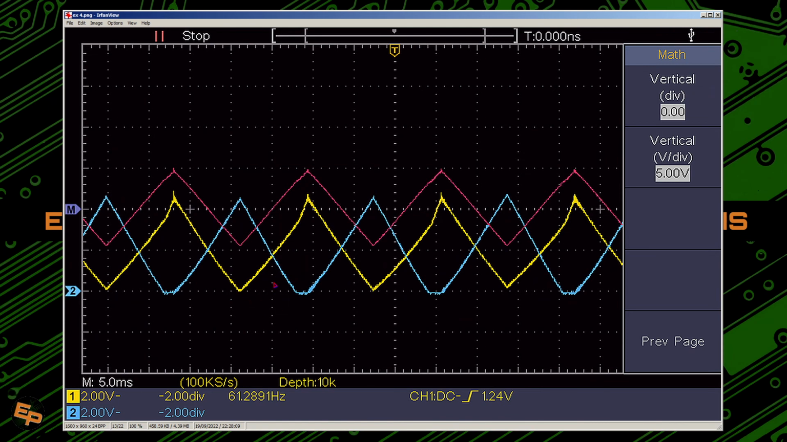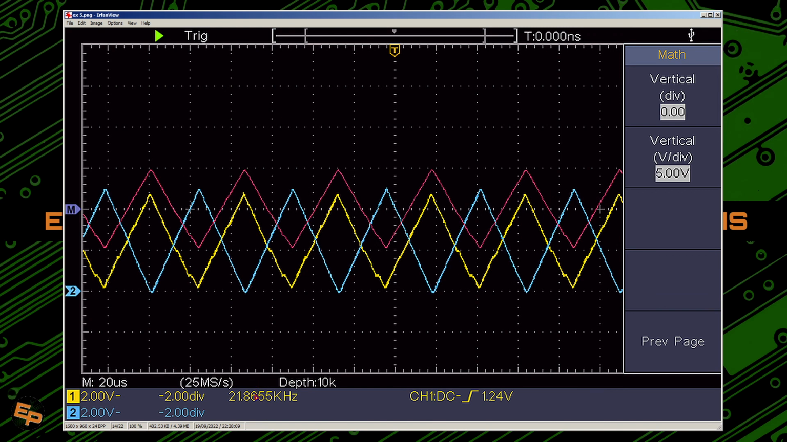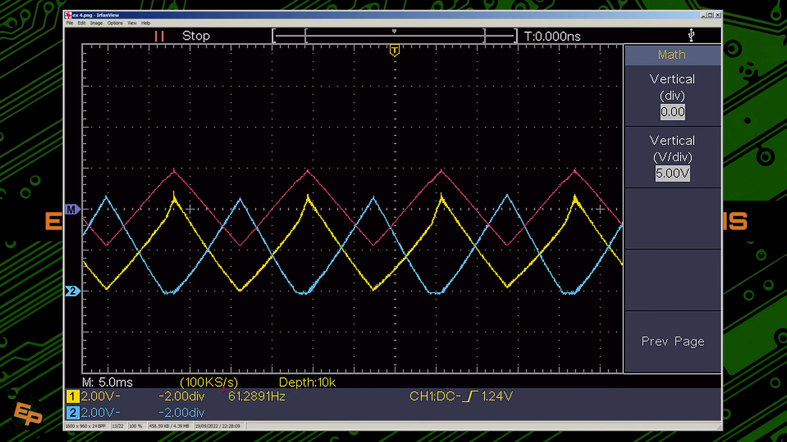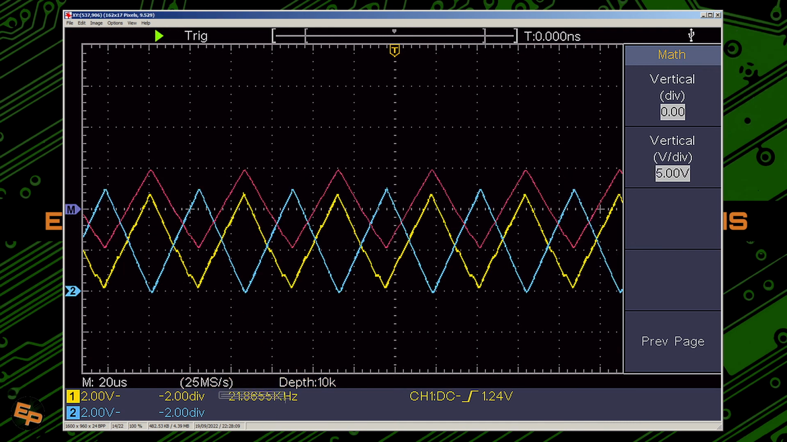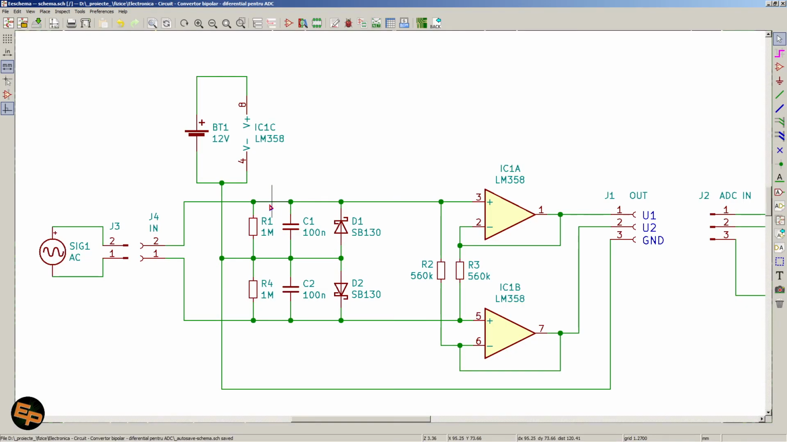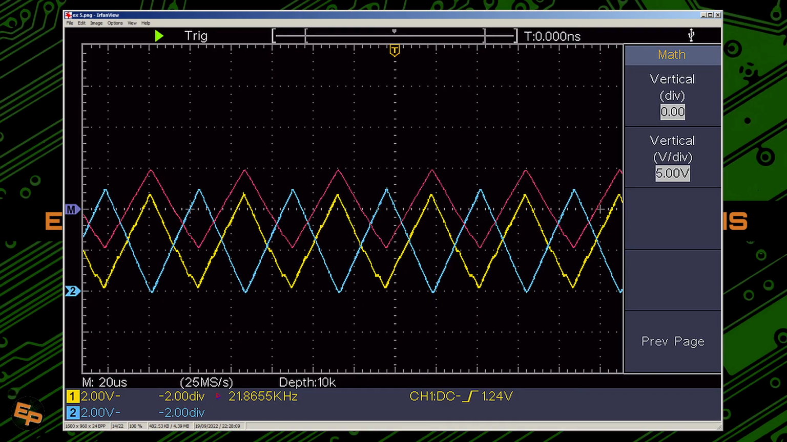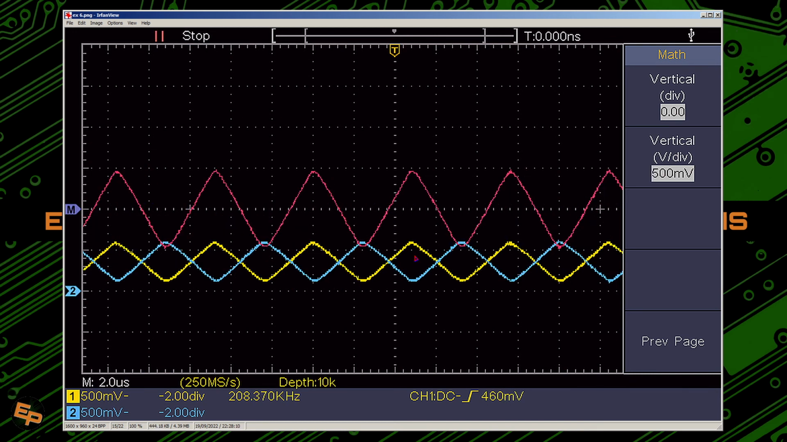And also some more examples. I have also changed the frequencies. So we see this at 61 hertz. We see this at 21 kilohertz. And for this particular circuit with 100 nanofarad capacitors on the input, 21 kilohertz was the maximum frequency that I could get without any form of attenuation of the signal. Above that, I get attenuation.